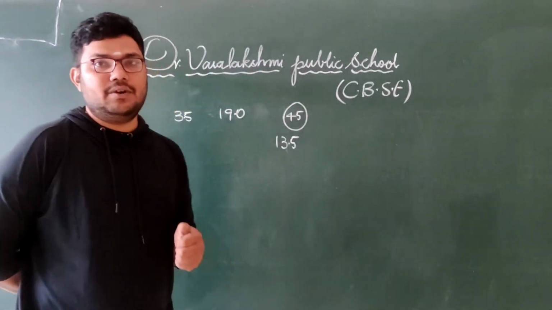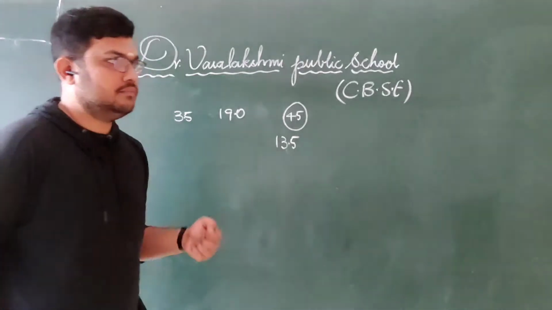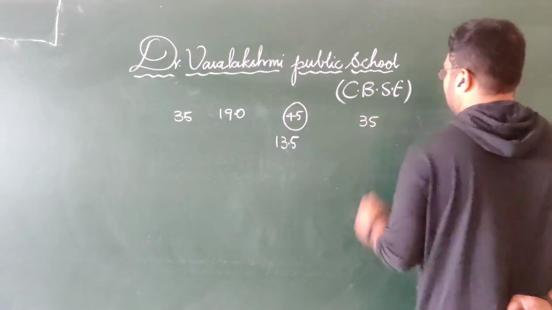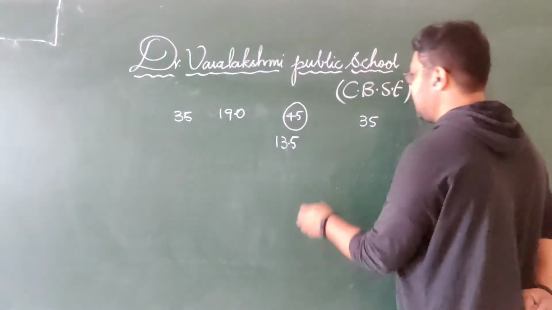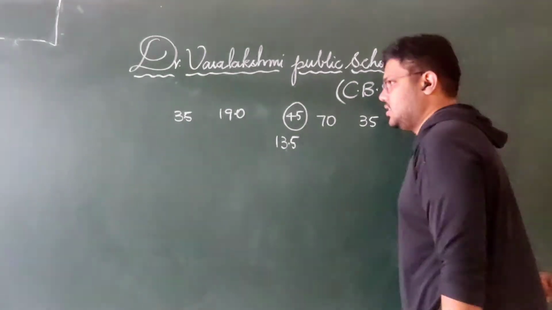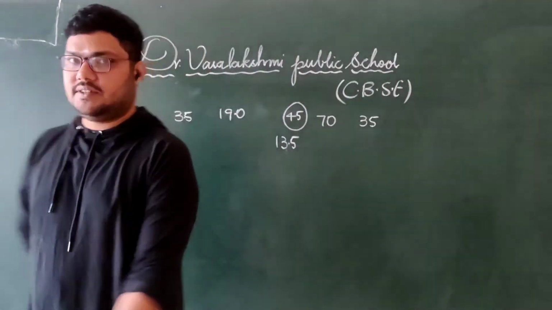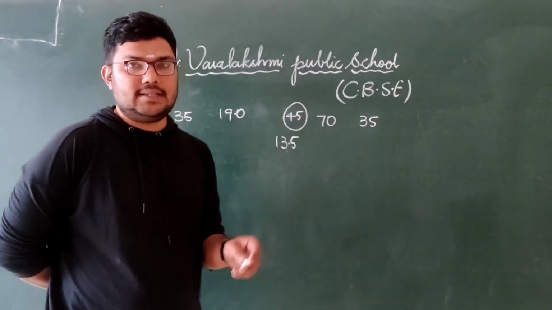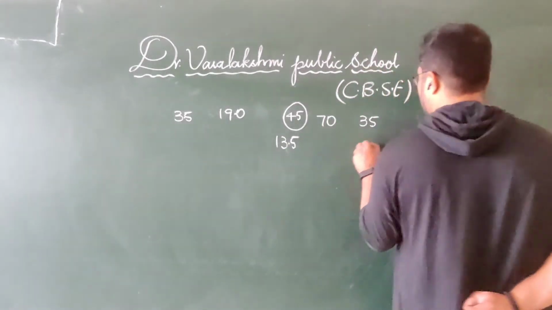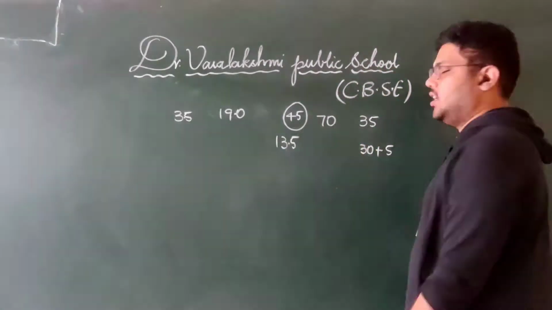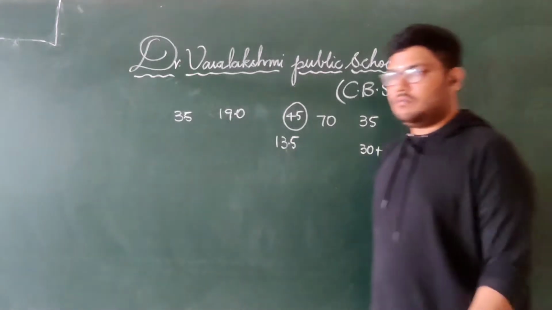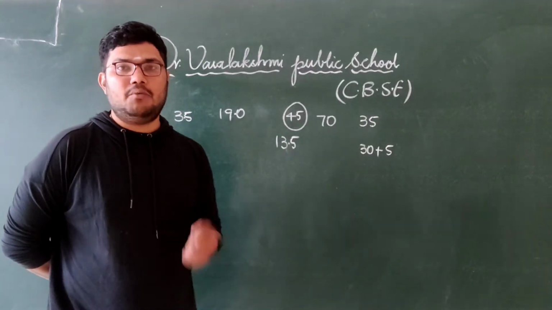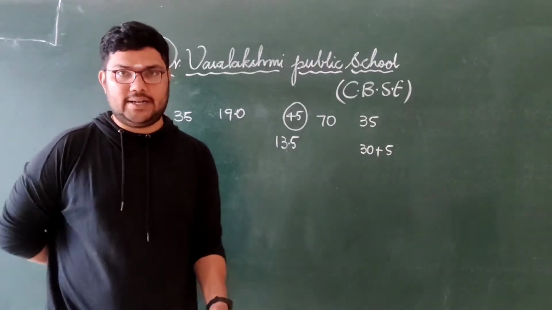Suppose they are asking you what is 35% of something, for example, 70. What is 35% of 70? I will split this into two parts: 30 plus 5. While doing it for the first time, it will take a lot of time. By practice, it will become easier, faster, and more accurate.